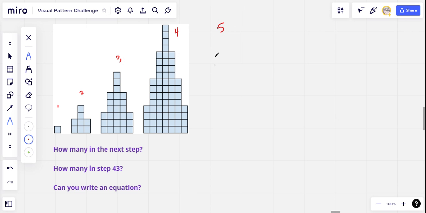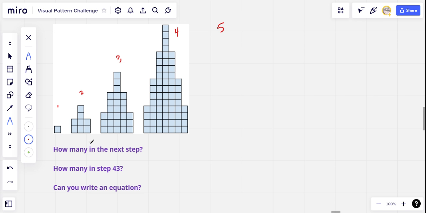If you can do that, that's hard enough. But if you can do that, can you try to predict the number in step 43? And can you write an equation that could be used to predict the number of squares in any step at all? That's the challenge today. If you'd like to take it, pause the video, give it a try.